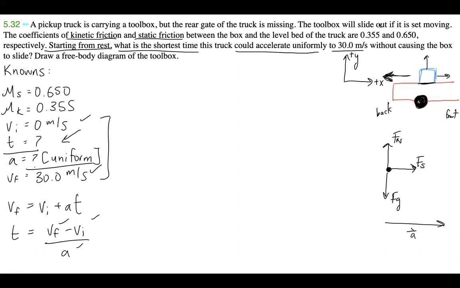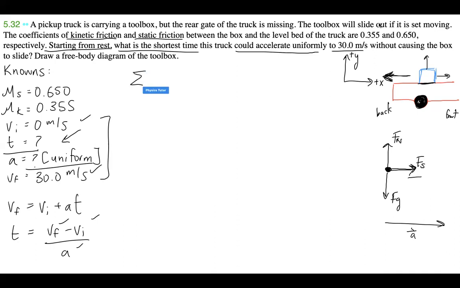Again, we have our force body diagram right over here. And we established that upwards in the positive y, we have our normal force. In the negative y, we have the force of gravity. And opposing this, if the toolbox is to fall out this way, then we have the force of static friction, which is this way. Okay, so let's solve for acceleration. And how do we do that? Well, let's look at all the forces that are acting on this.